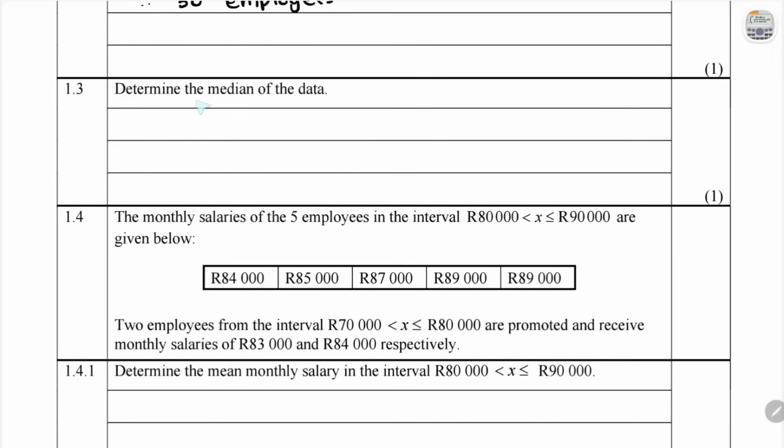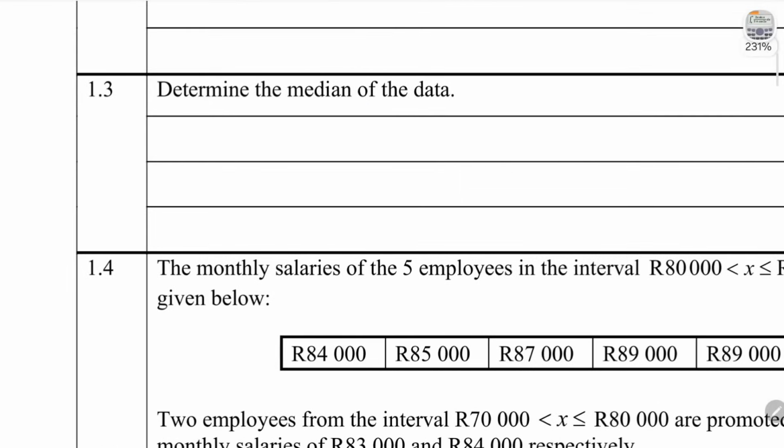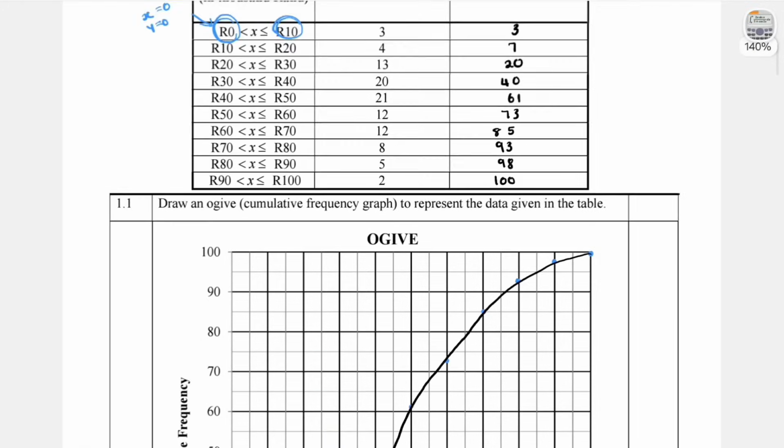Question 1.3 says, determine the median of the data. So to find the median, you're trying to look for half the data set. So you're just trying to see how much is at half the data set. So we're going to do this by saying Q2. Q2 is the median. So we'll say a half multiplied by, now you always multiply by the total frequency. In this case, we know that we have people, right?